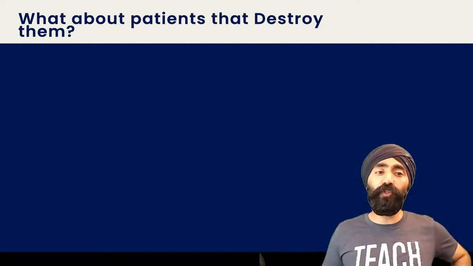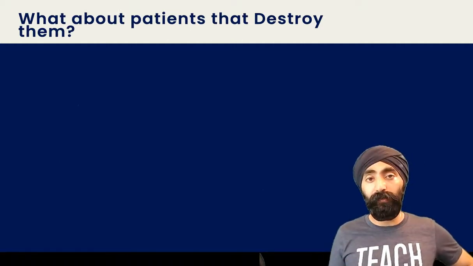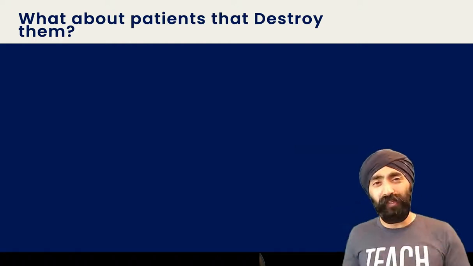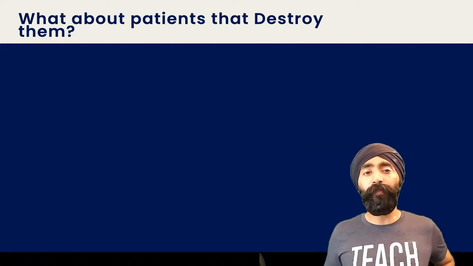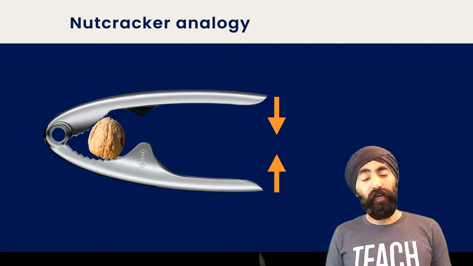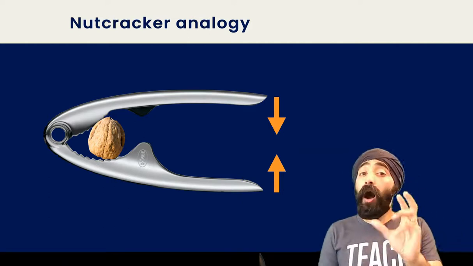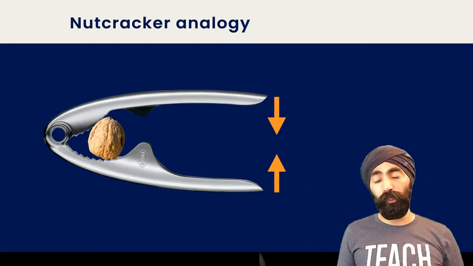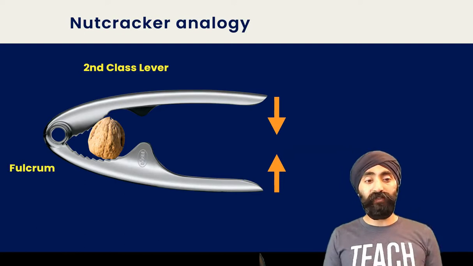But what about those patients that destroy the soft splint? Okay, we all have those patients that have destroyed the soft splint. They've perforated the soft splint. What do we do? Okay, well, how about we talk about a nutcracker, right? If you want to generate high forces in a nutcracker, you put the nut closest to the fulcrum. Okay, we all know that. Okay, this is a second-class lever.